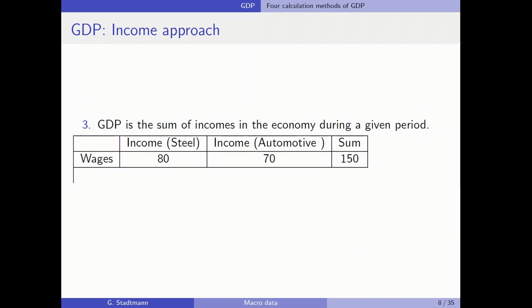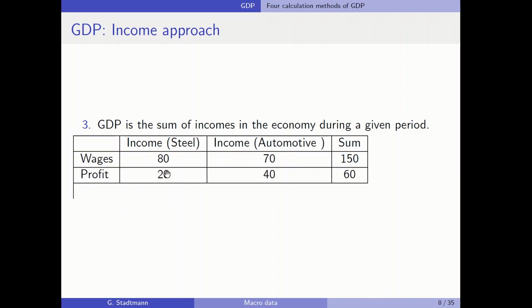Let's have a look at the third approach, the income approach, where the definition is GDP is the sum of incomes in the economy which are generated during a given time period. So we have to split the wages generated in the steel industry and the wages generated in the automotive company, and we also have to look at profits. So wages in steel is equal to 80, wages in automotive is equal to 70. So in the whole economy, the wages are equal to 150.